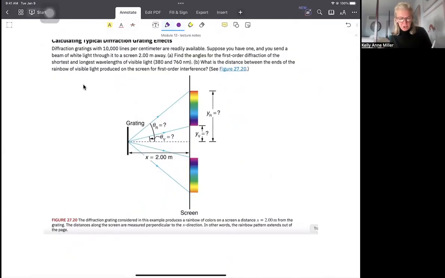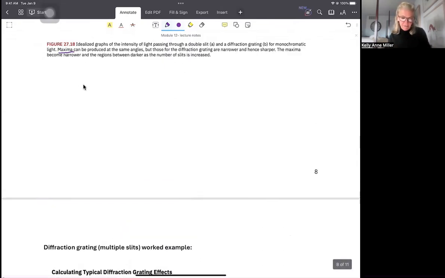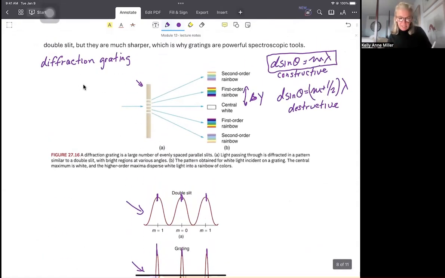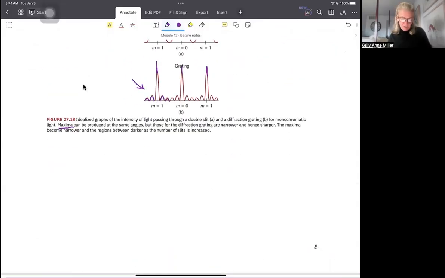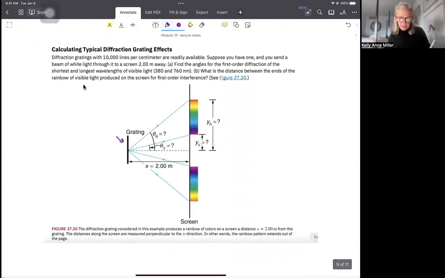So here's a picture of the grating here. It's not showing you all the slits because there's just so many of them. Okay, so don't be confused here. This is a picture of the exact same thing as this. It's just that they're not showing you the slits, because there's just so many of them.